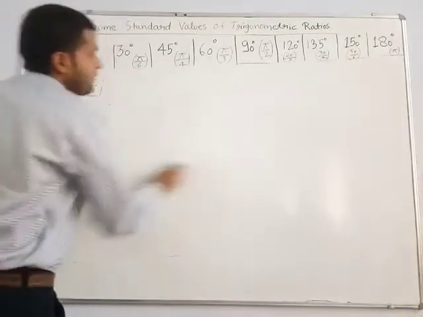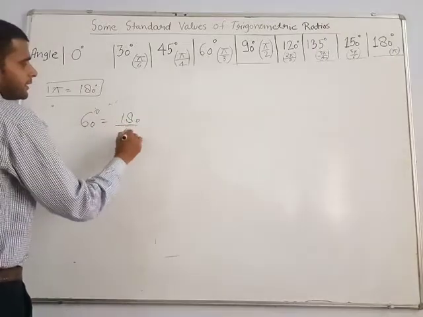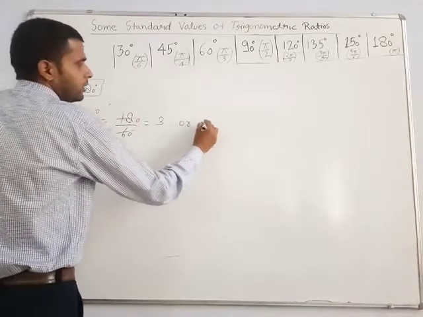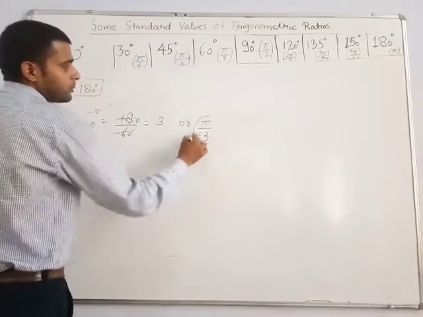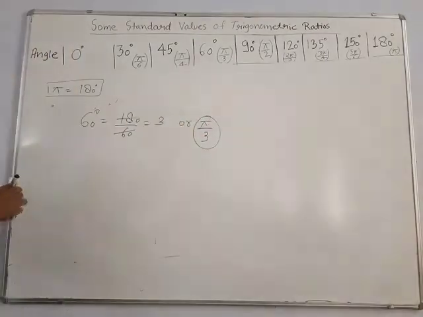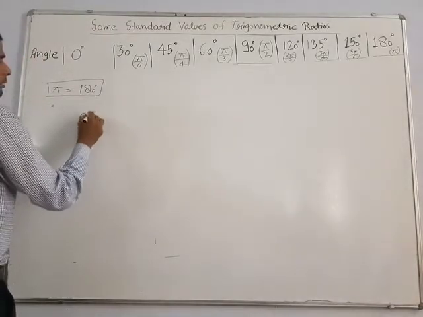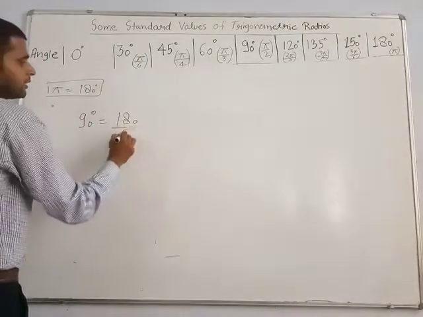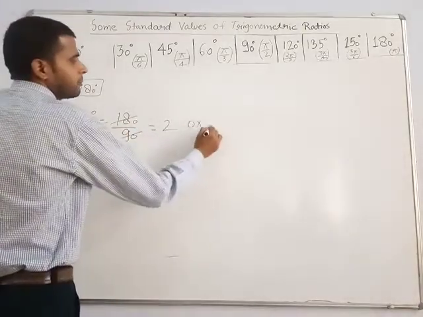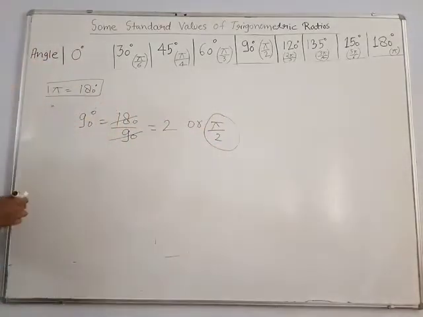Then 60 degree. 60 is 180 divided by 60, that is 3. So you have to write pi upon 3. If you solve pi upon 3, pi is 180 upon 3, that is answer 60. Then 90. You have to divide 180 by 90, answer comes 2, so you write pi upon 2. If you solve pi upon 2, answer comes 90.